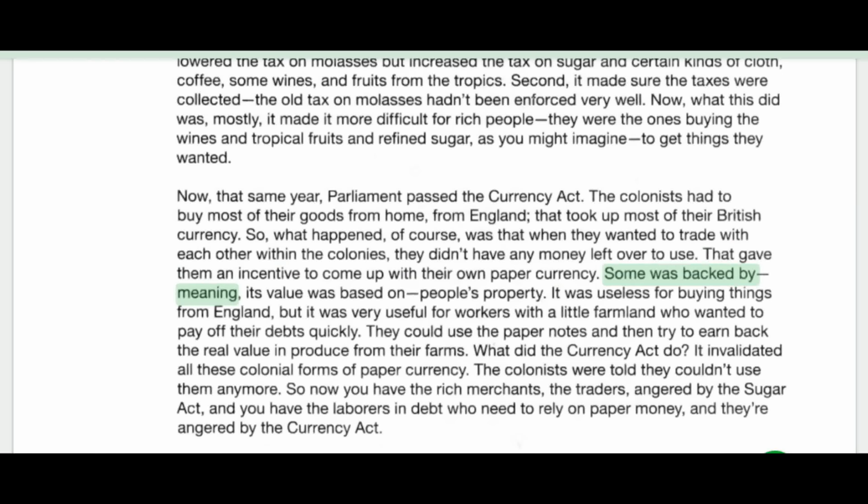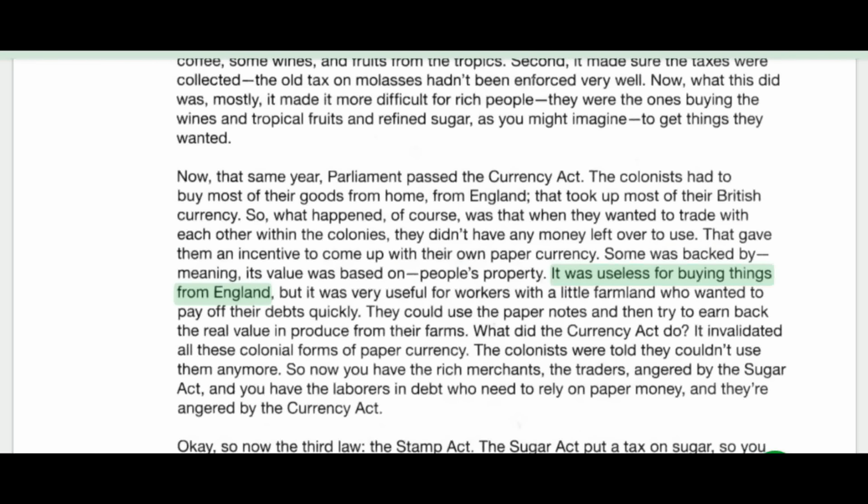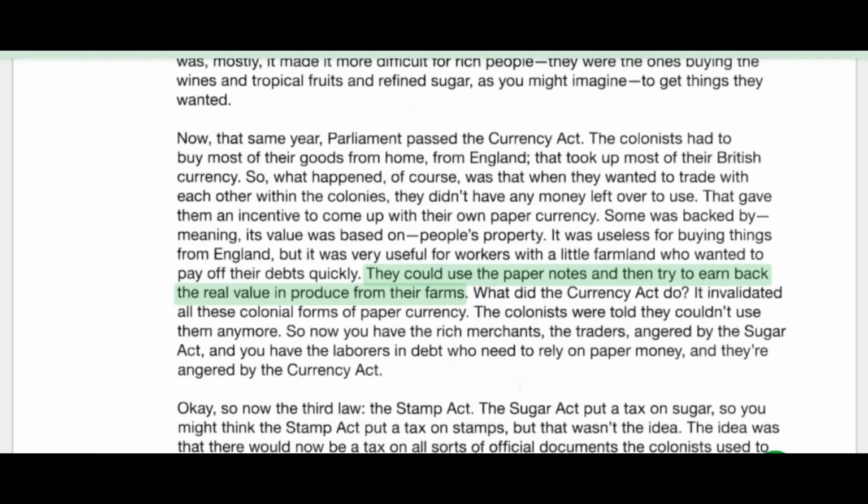Some was backed by land, meaning its value was based on people's property. It was useless for buying things from England, but it was very useful for workers with a little farmland who wanted to pay off their debts quickly. They could use the paper notes and then try to earn back the real value in produce from their farms.